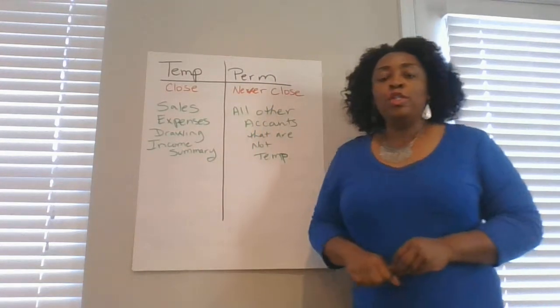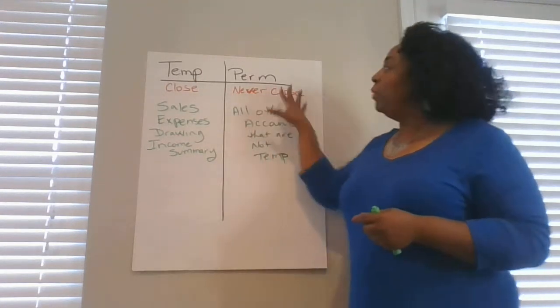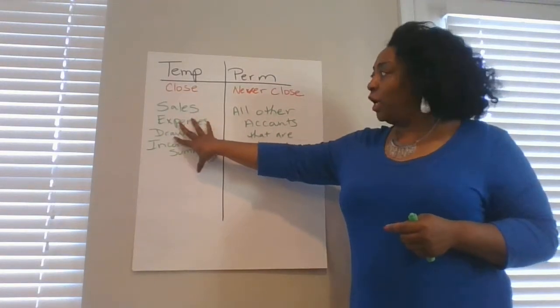All right. So now we have our accounts divided. We have our temporary accounts and then we have our permanent accounts. So temporary accounts are the accounts that we're going to close.